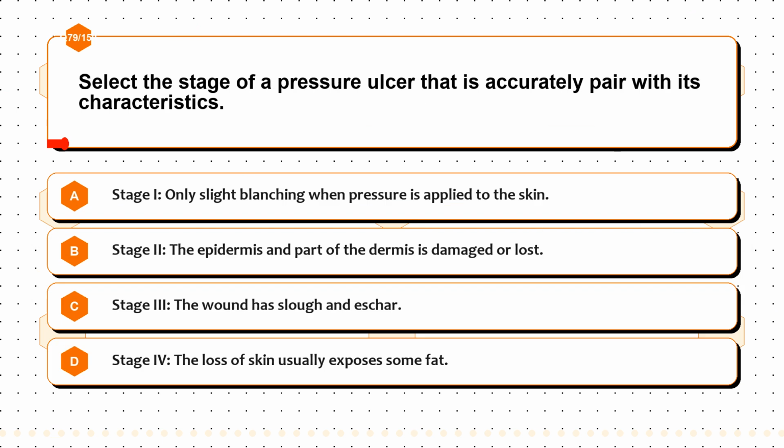Question 79. Select the stage of a pressure ulcer that is accurately paired with its characteristics. Here are the options. Option A. Stage I. Only slight blanching when pressure is applied to the skin. Option B. Stage II. The epidermis and part of the dermis is damaged or lost. Option C. Stage III. The wound has slough and eschar. Option D. Stage IV. The loss of skin usually exposes some fat.